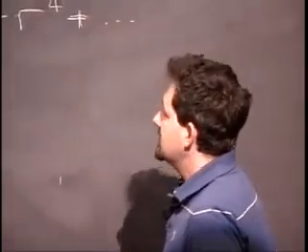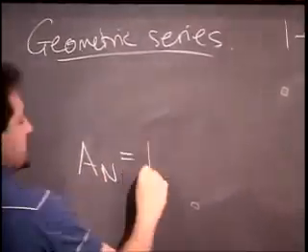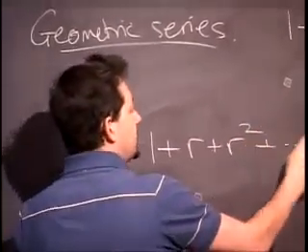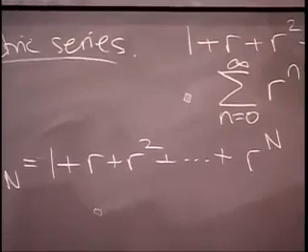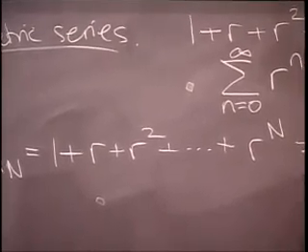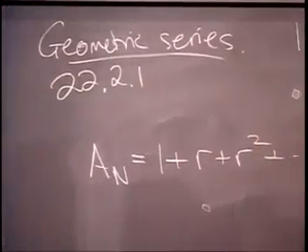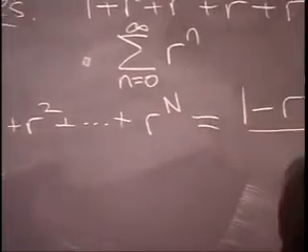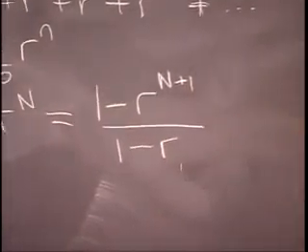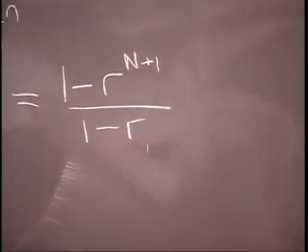Well, suppose I let A capital N be the Nth partial sum. So I take the geometric series, but I chop it off at n, capital N. You may remember from your high school days. If not, there's a proof in 22.2.1, I believe, that this is given by the formula 1 minus r to the n plus 1 over 1 minus r. You can actually write it as r to the n plus 1 minus 1 over r minus 1 as well. But this is a nicer form for what we want.